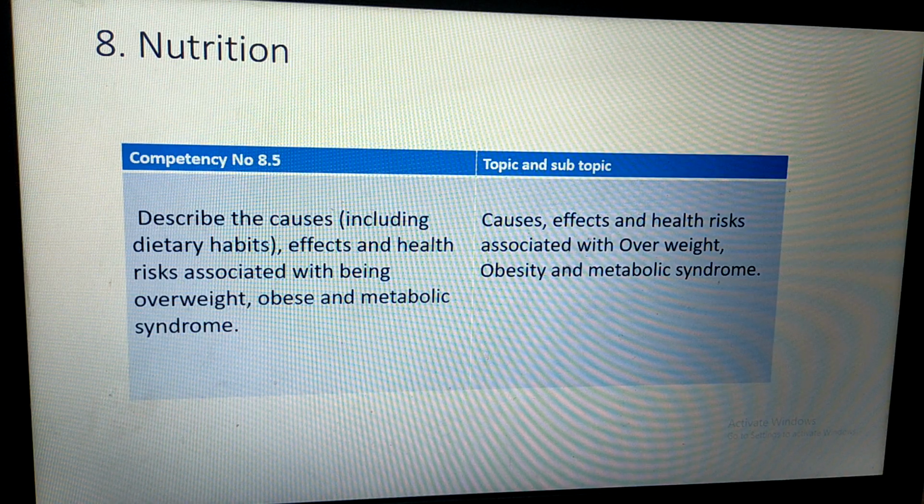Today we are studying causes, effects and health risks associated with overweight, obesity and metabolic syndrome. Overweight, obesity and metabolic syndrome are nearly similar conditions. First we will see what overweight, obesity and metabolic syndrome are. Then we will study their causes, effects and health risks.